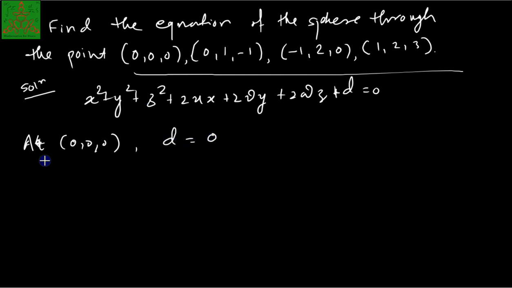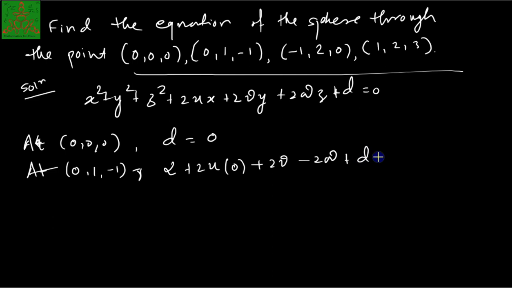At the point (0, 1, minus 1), if I substitute these values into this equation, then x is 0, y square is 1 square and z square is minus 1 square, so that is 2, plus 2u into 0, plus 2v minus 2w plus d equal to 0.